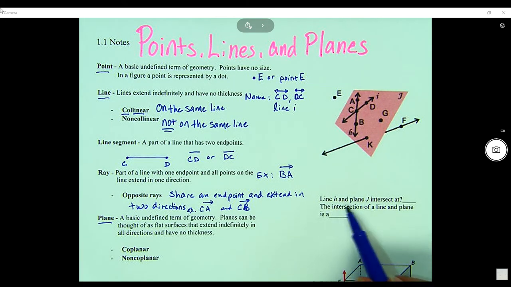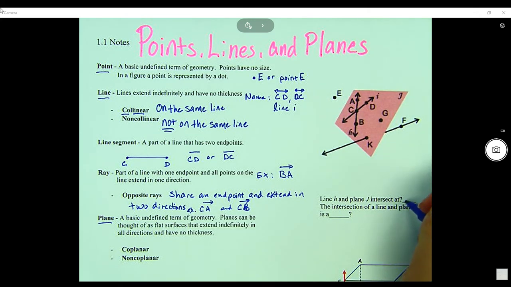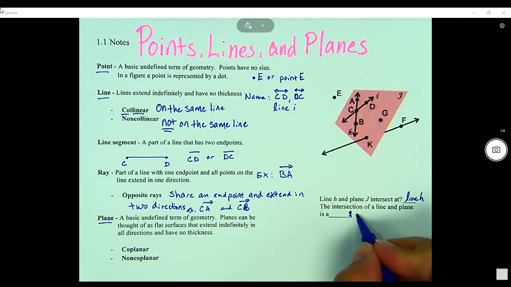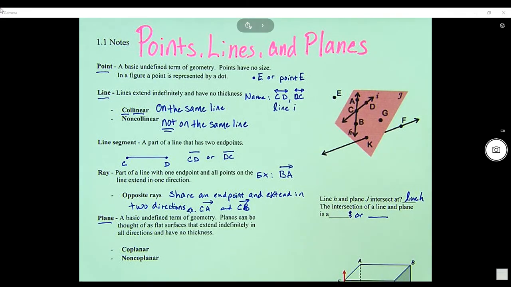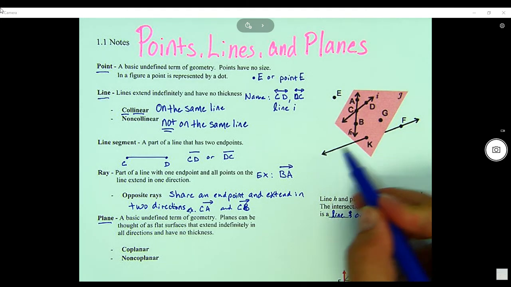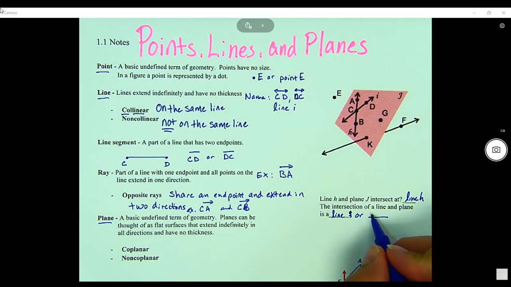This question here, line H and plane J intersect at. Line H is this one right here. It's actually in plane J, so they intersect at line H. The intersection of a line and a plane is, and this is kind of a trick question because there are two answers here. A line can intersect a plane and be in that plane, so it could be a line, or a line could intersect a plane, like this line KF intersects plane J at this point K.